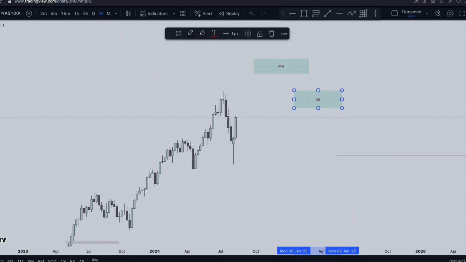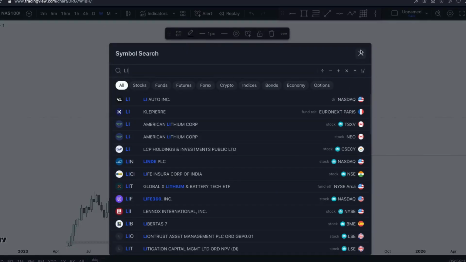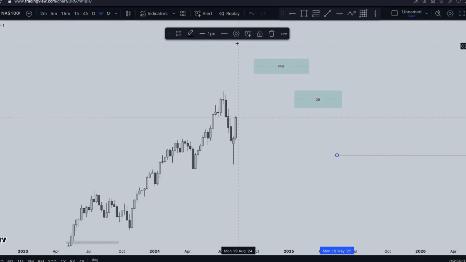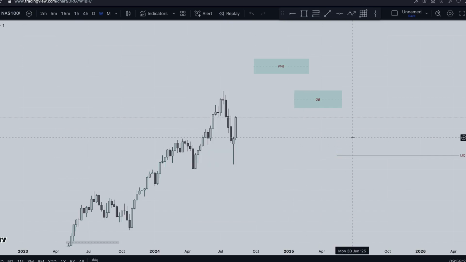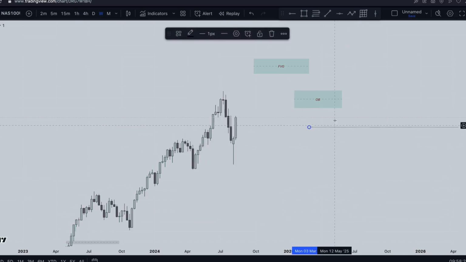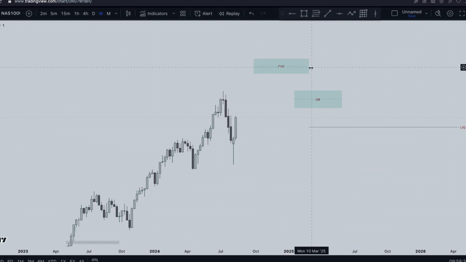This will be an order block, and this will be a liquidity level. This will be a liquidity level. All this, I want to see them on a higher time frame. I want to see these levels on the higher time frame. This is an order block on the higher time frame level, and this is a liquidity level on the higher time frame level.